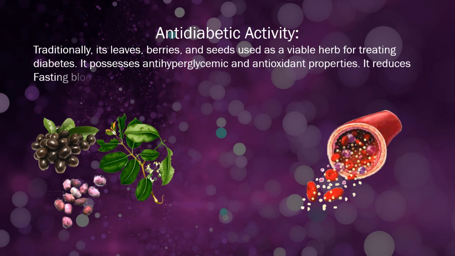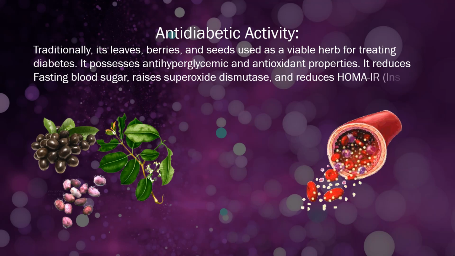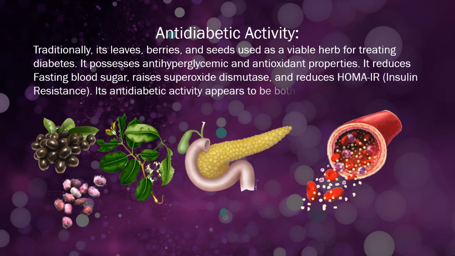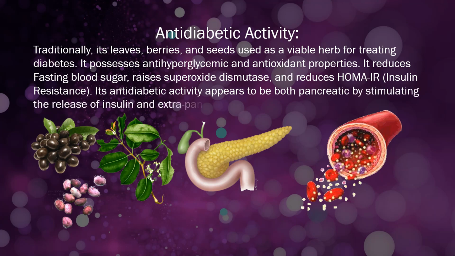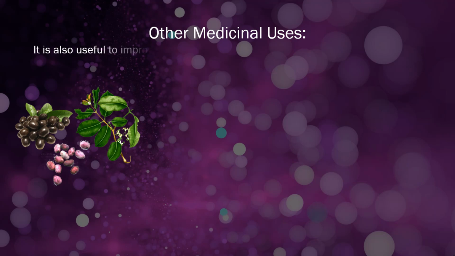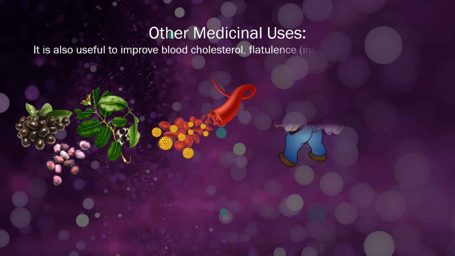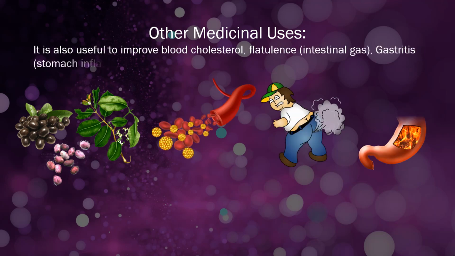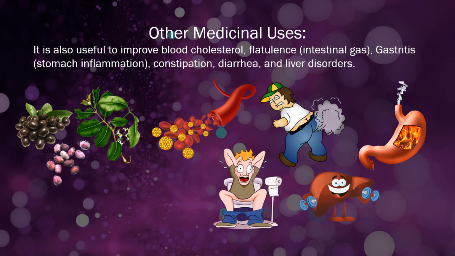It reduces fasting blood sugar, raises superoxide dismutase and reduces HOMA-IR, insulin resistance. Its anti-diabetic activity appears to be both pancreatic, by stimulating the release of insulin, and extrapancreatic, by directly acting on the tissue. Other medicinal uses. It is also useful to improve blood cholesterol, flatulence, intestinal gas, gastritis, stomach inflammation, constipation, diarrhea and liver disorders.